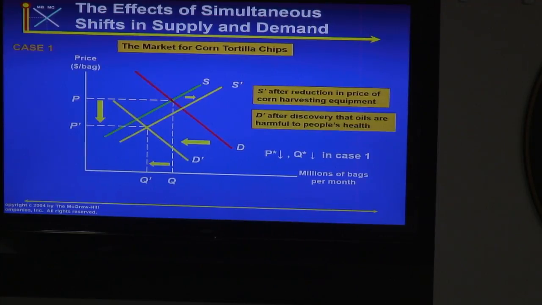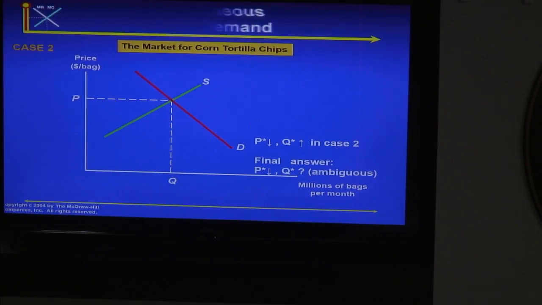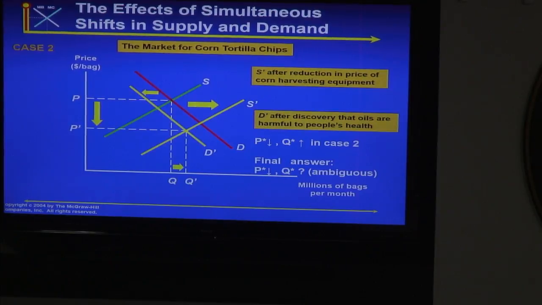So this is 50. What is this? Give me a number there. 40. 40 is good, I'll take 40. So this is down. Everybody understand that? That's not the only case. There's one more case. What if the effects are not the same? The magnitudes of the shifts are not the same. So this is case 2.